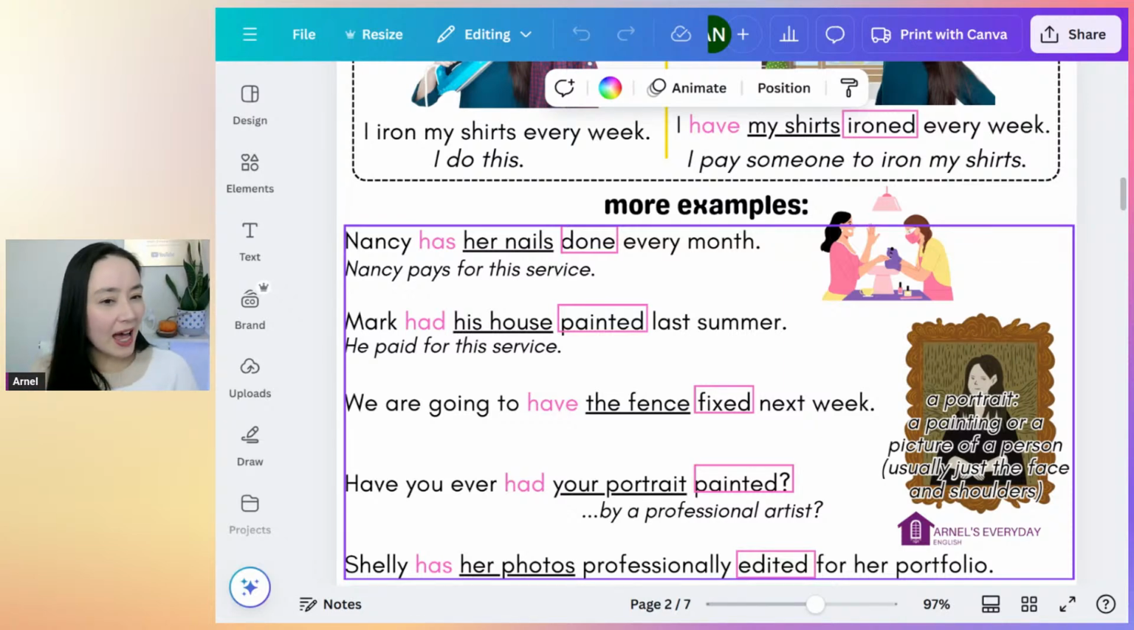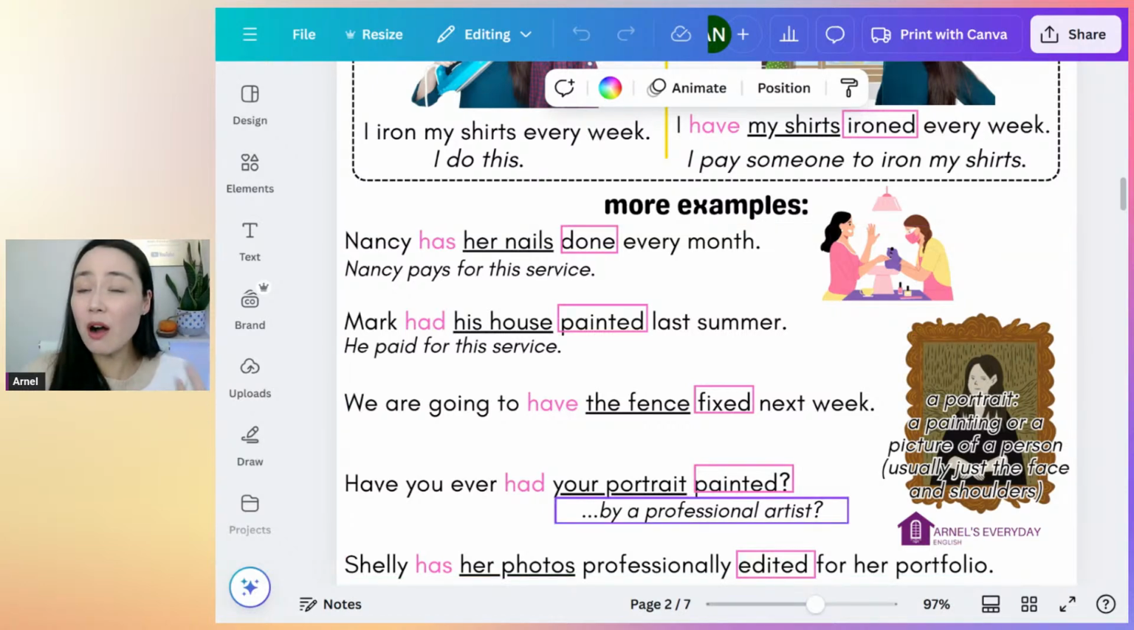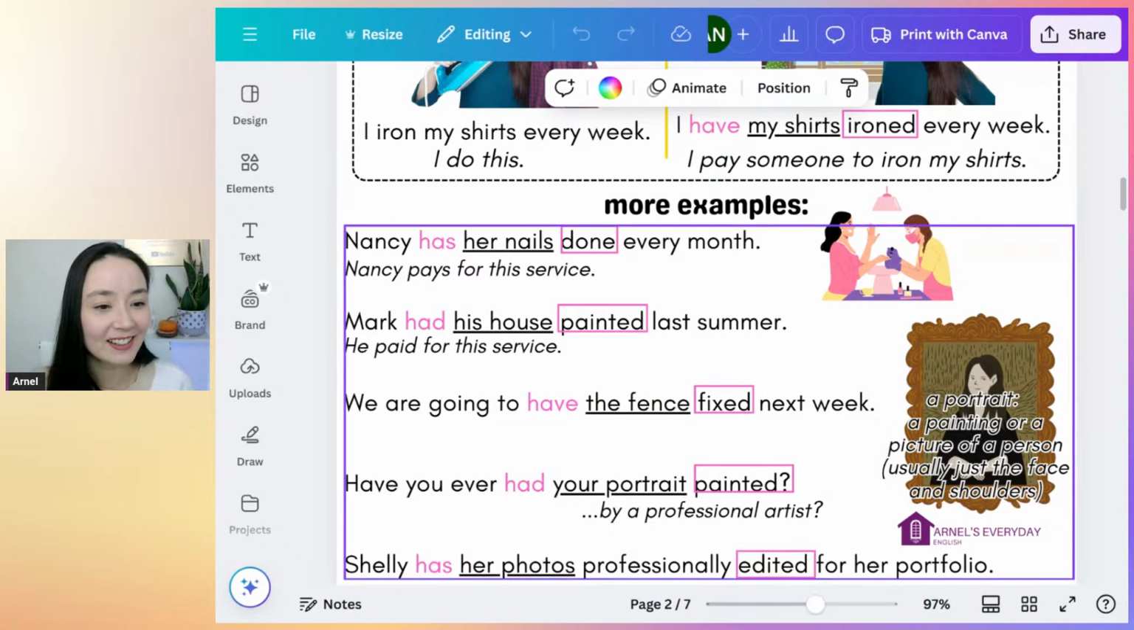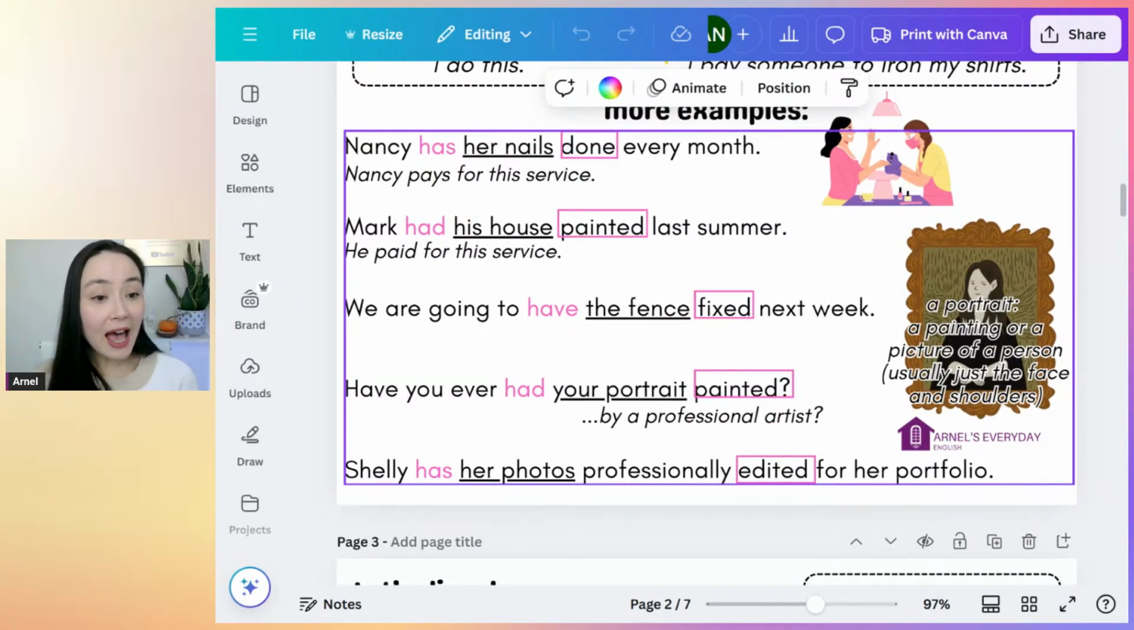Have you ever had your portrait painted? And I could add by a professional artist, but a lot of times it's already clear who does the action. A portrait. This is a painting or a picture of a person, and usually it's just the face and shoulders. Good. Shelley has her photos professionally edited for her portfolio. So remember, with the causative structure, you don't do the action, someone else does the action.